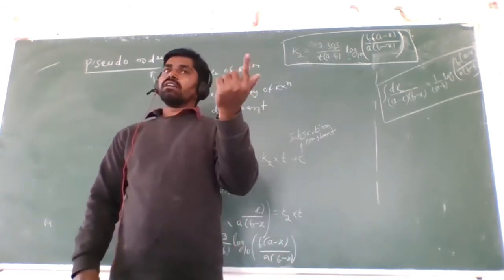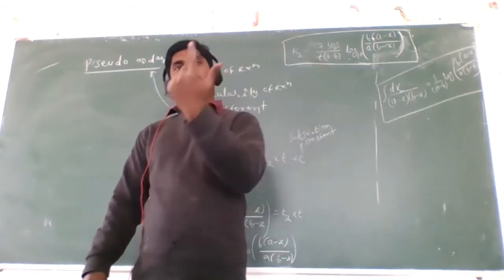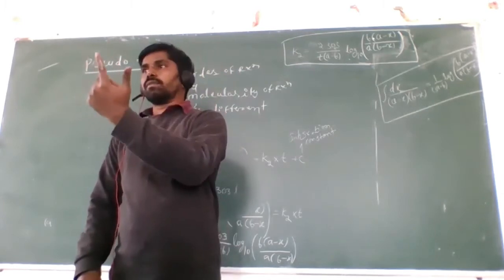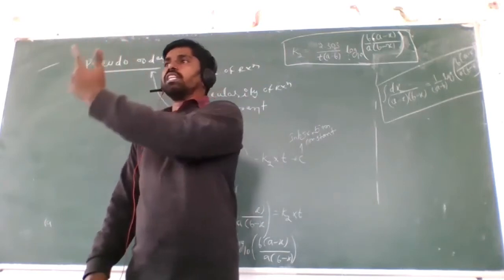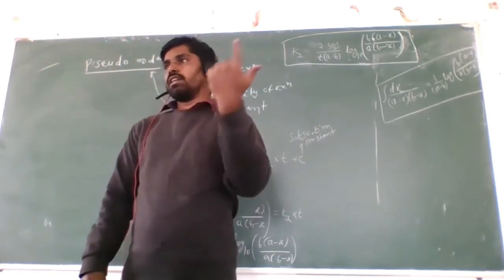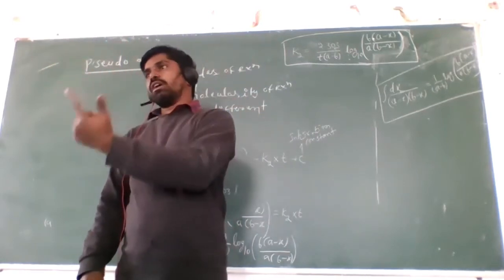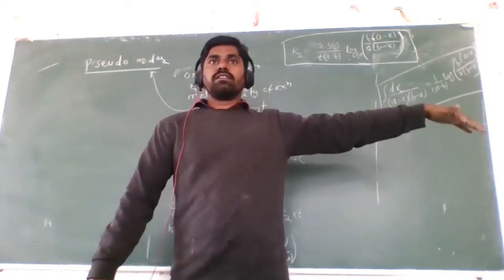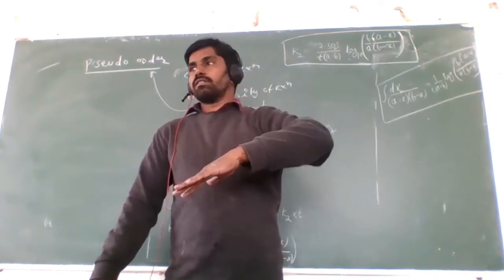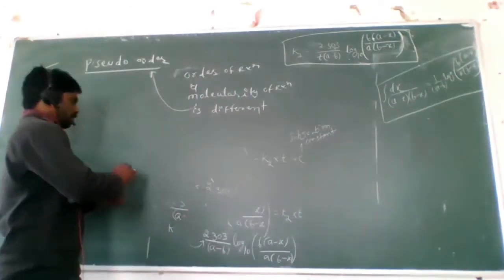Before this, what is it? Order of reaction and molecularity of reaction, both are the same. Is that clear? If both are the same, then it is first order, second order, third order. But here what is going on? Molecularity is different, order is different. Clear? Right, now see here.